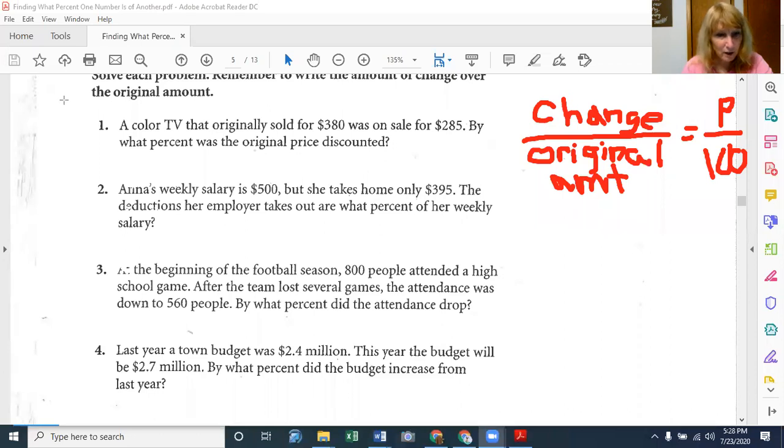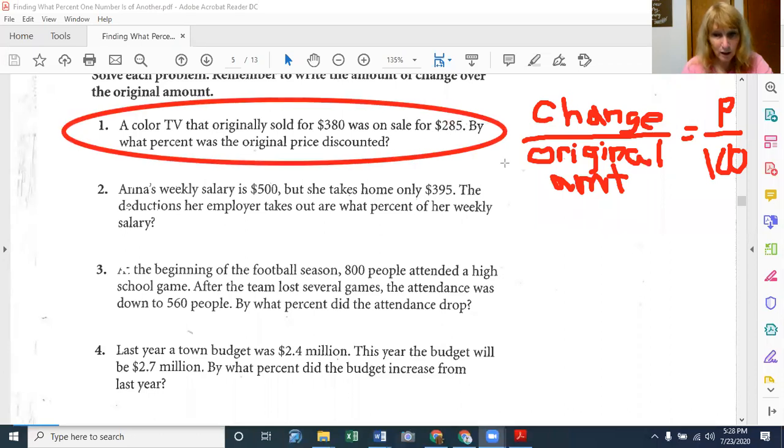A color TV that originally sold for $380 was on sale for $285. By what percent was the original price discounted? We're looking for percent. So our change, first we have to figure that out. What is our change? Well, it was 380 and now it's 285. So let's figure out our change.